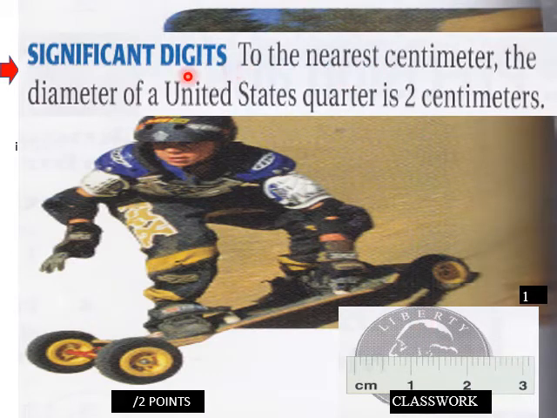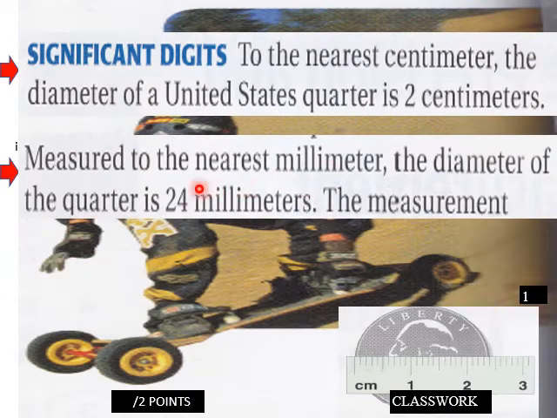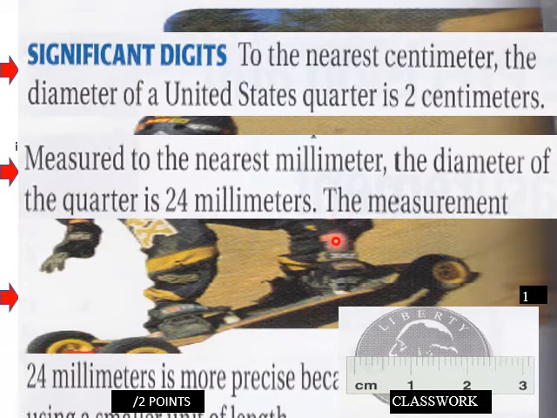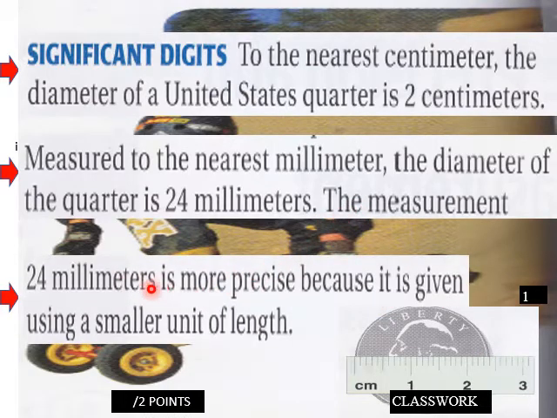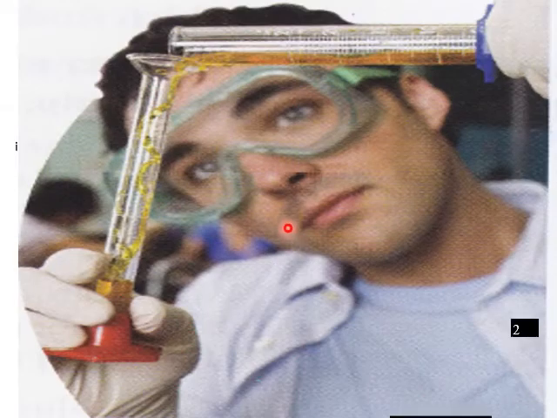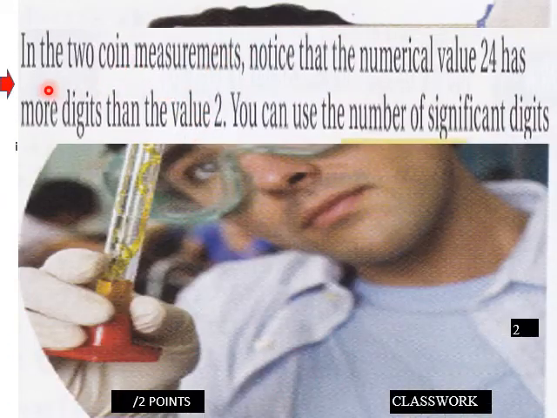To the nearest centimeter, the diameter of a United States quarter is 2 centimeters. Just ballpark there. Measured to the nearest millimeter, the diameter of the quarter is 24 millimeters, which is way more precise. The measurement of 24 millimeters is more precise because it is given using a smaller unit of length. So when you have a smaller unit of length, it's more precise.